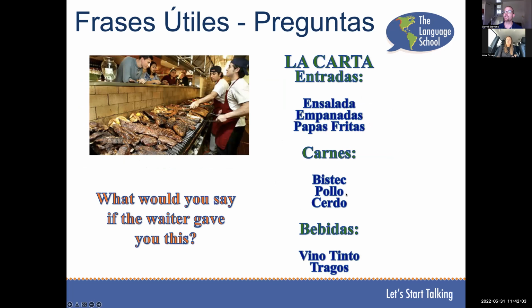Perfecto. Okay. So the waiter comes up to our table and hands you a piece of paper, and this is what it says. Do you have any questions for me? What would you say if the waiter gave you this? ¿Qué significa vino tinto? Red wine? Tragos, cocktails. No, I can read it all.